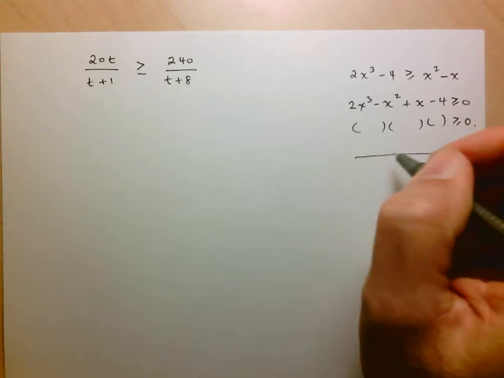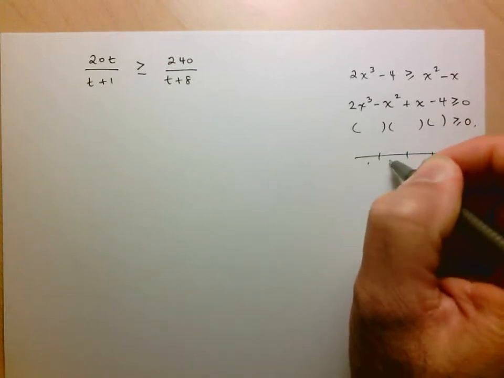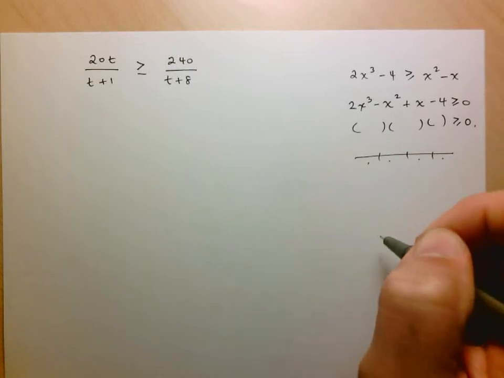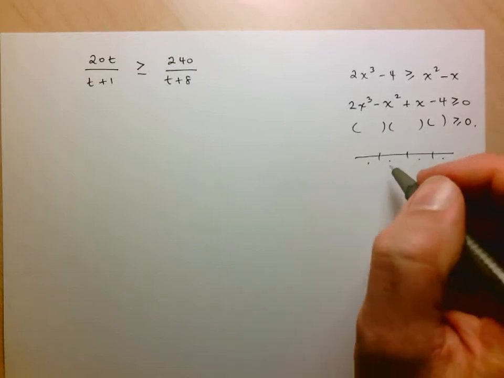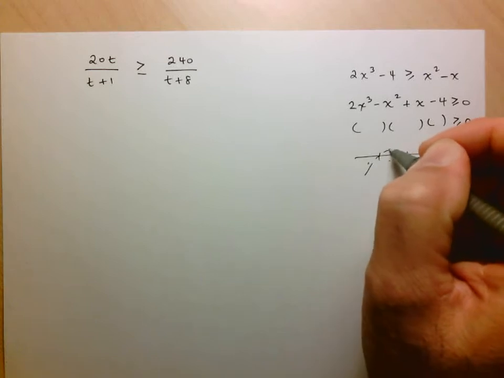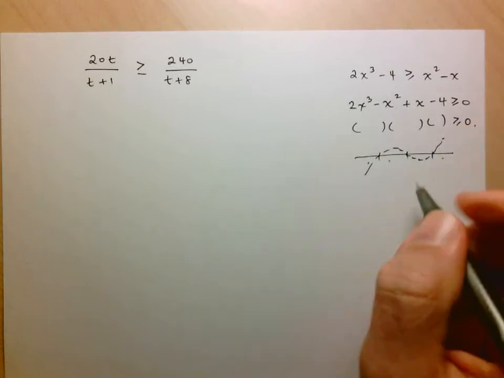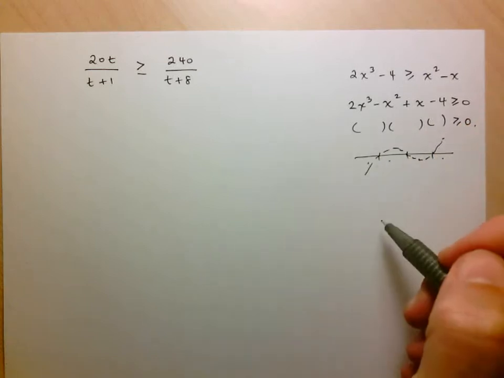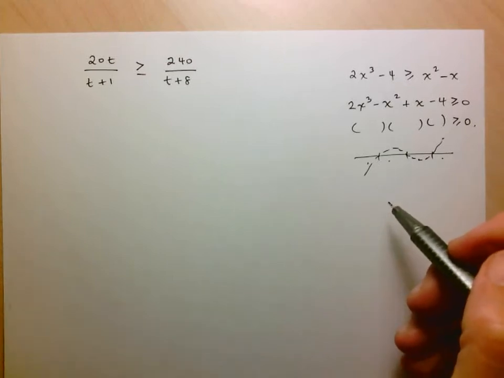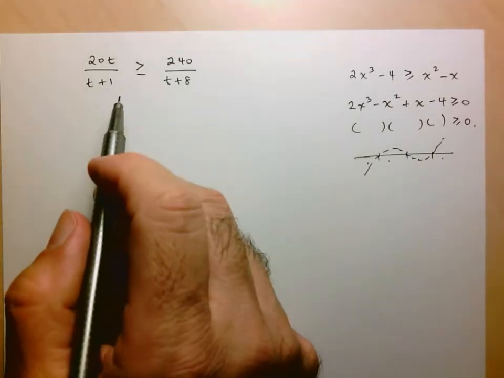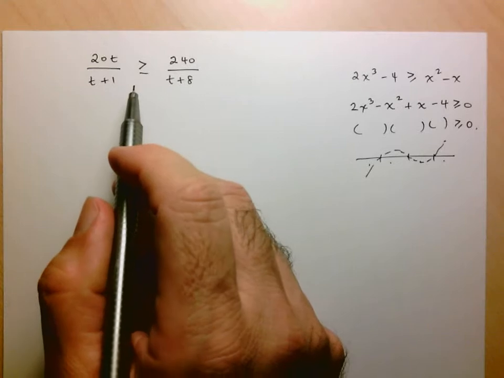So it's just a matter of testing one point in each of those intervals, and we could do that by quickly graphing the function. We'd graph the function, and from there we can just read off the graph where it's greater than or equal to 0.